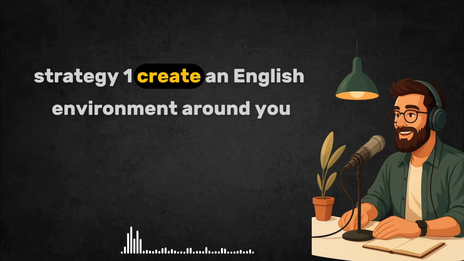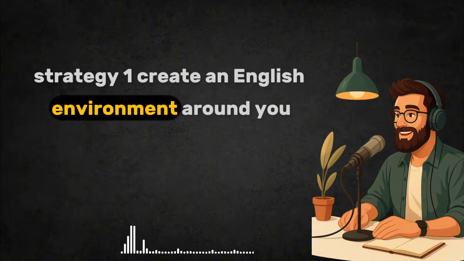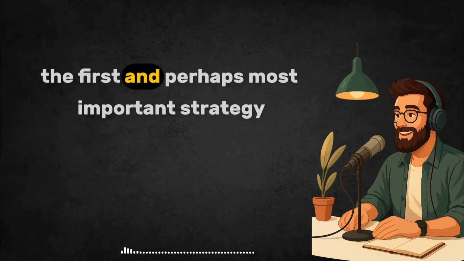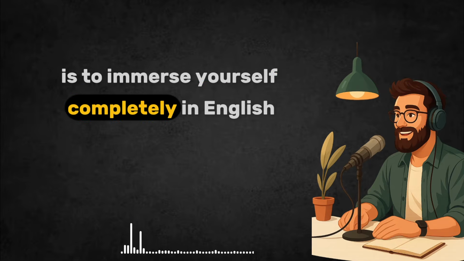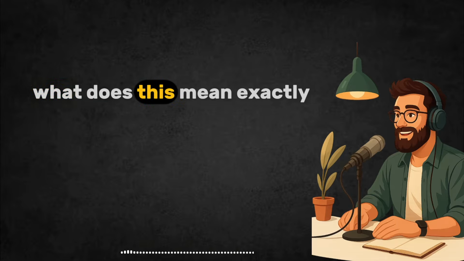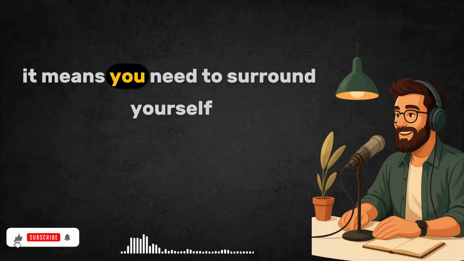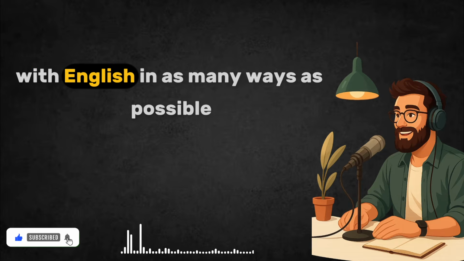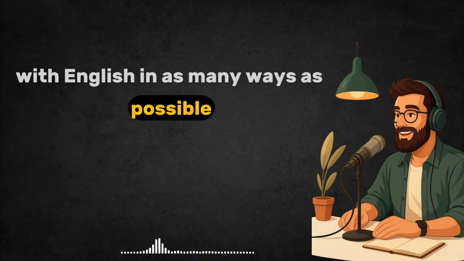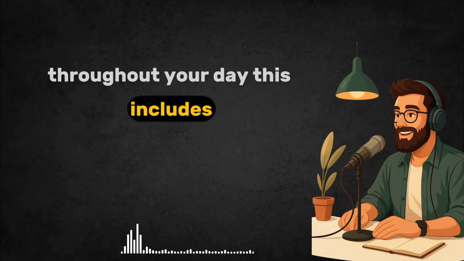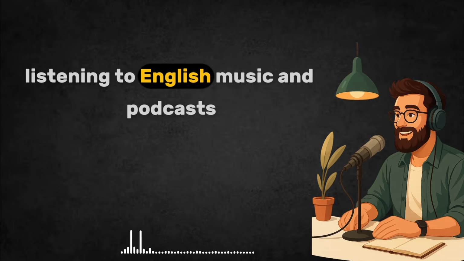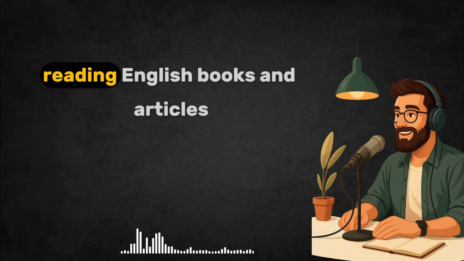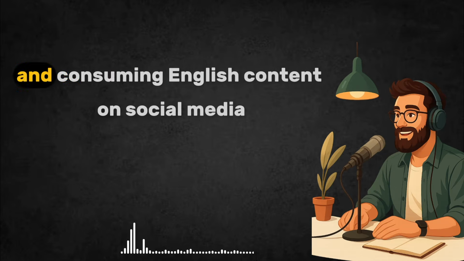Strategy 1. Create an English environment around you. The first and perhaps most important strategy is to immerse yourself completely in English. What does this mean exactly? It means you need to surround yourself with English in as many ways as possible throughout your day. This includes watching films and television series in English, listening to English music and podcasts, reading English books and articles, and consuming English content on social media.